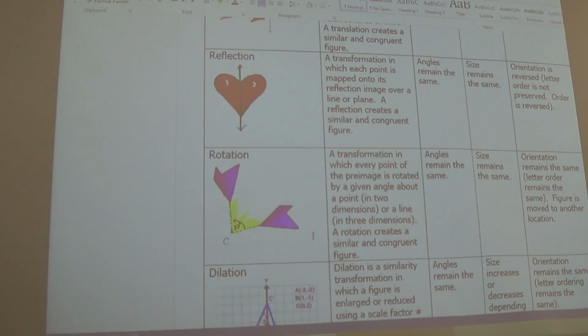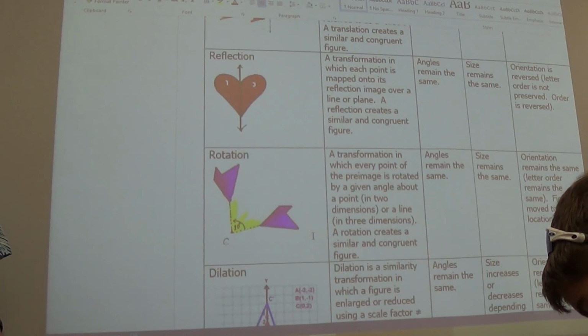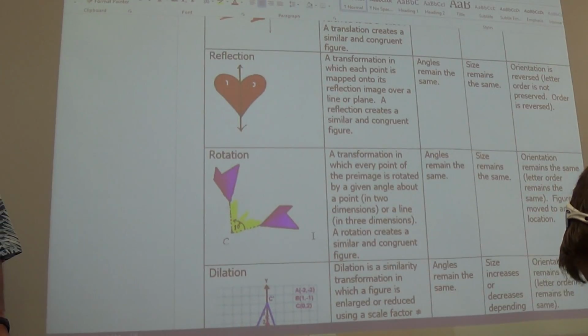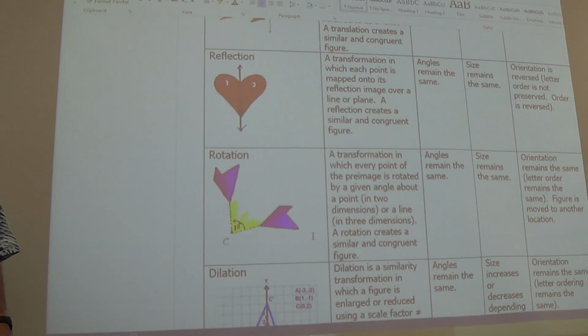So when we talk about rotations, we're going to talk about two types of rotations. We're going to talk about a clockwise rotation, a CW rotation, right? And a CW rotation or a clockwise rotation goes the same direction as a clock. It turns to the right. Then we're going to talk about counterclockwise rotations. And counterclockwise rotations go the opposite direction of a clock. So they go to the left, not to the right.